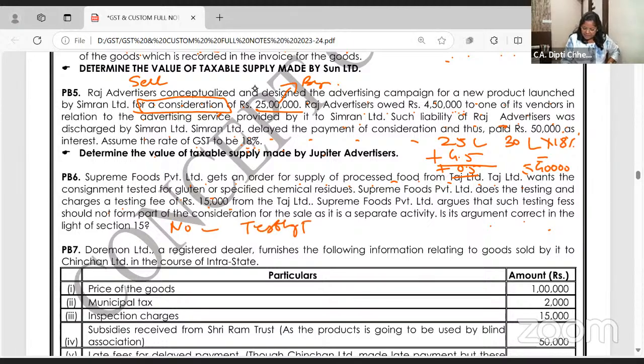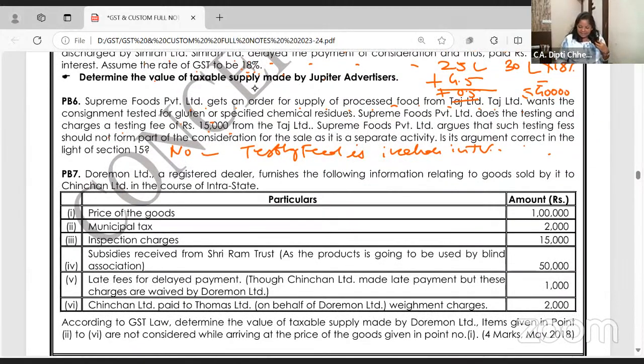Testing fees is included in transaction value. See, if I am supplying some product to Taj Hotel and they want me to get it tested for gluten free, then for testing fees also I will add it, for sure. Clear or not? Next.